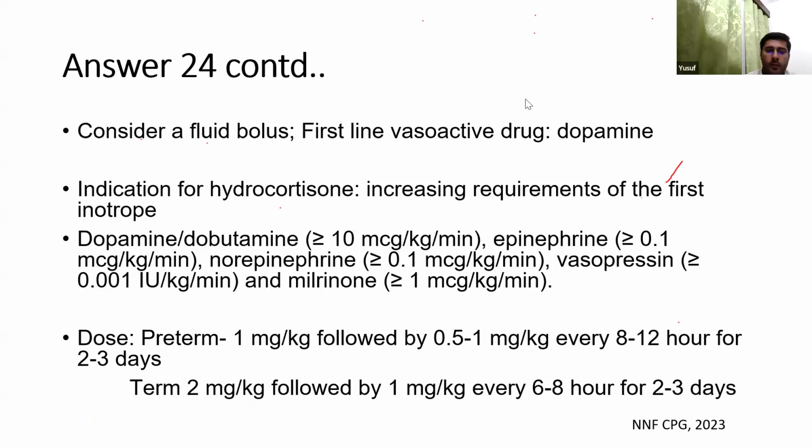And hydrocortisone, since this was a preterm baby, we gave a dose of 1 mg per kg followed by 0.5 to 1 mg per kg every 8 to 12 hourly for a total of 2 to 3 days. In a term baby, slightly higher doses.